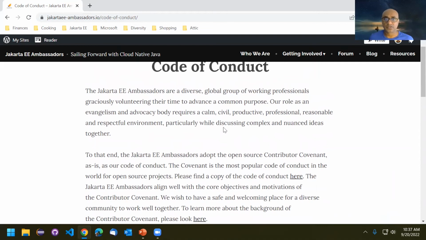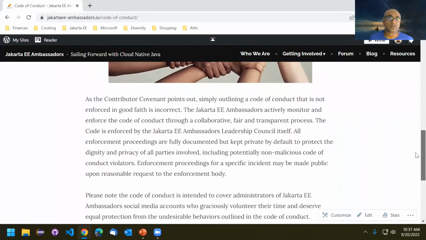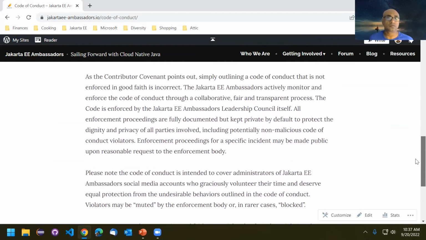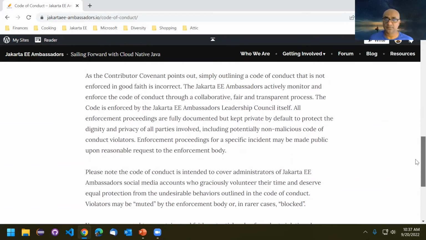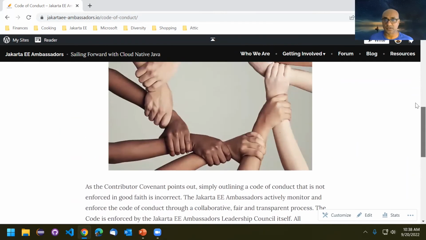So we talk about what the Jakarta ambassadors are, why it's important for us to have a code of conduct, and what code of conduct we are adopting. In this case, it's the Contributor Covenant, and also enforcement details. We talk about who will enforce the code of conduct, where they will enforce it, what some of the consequences of not following it are, and finally, if you have any questions or want to report a code of conduct issue, this is how you do it. This is who you reach out to.